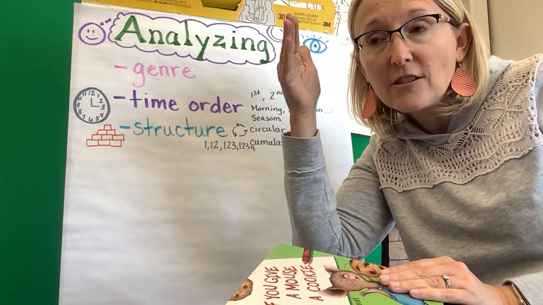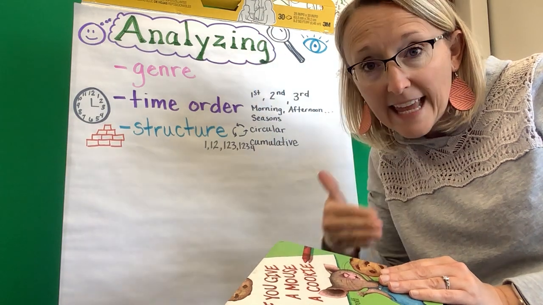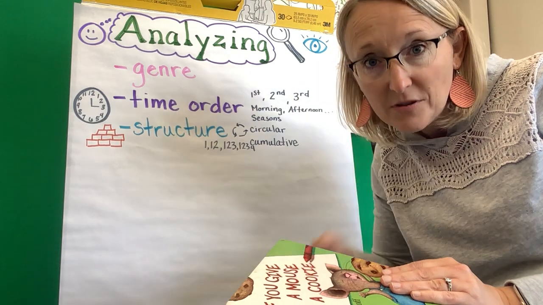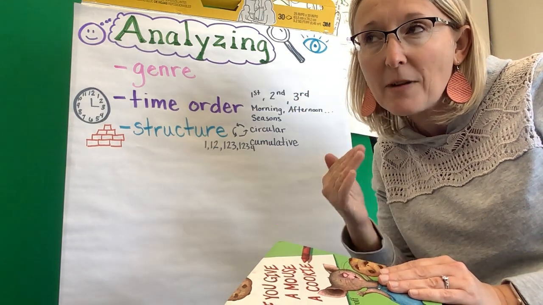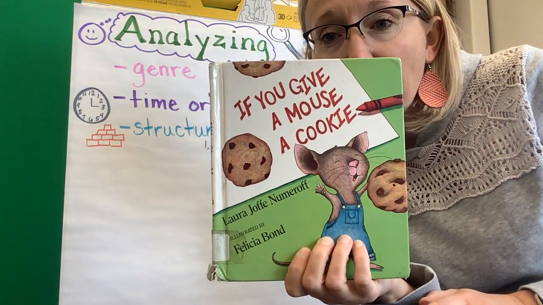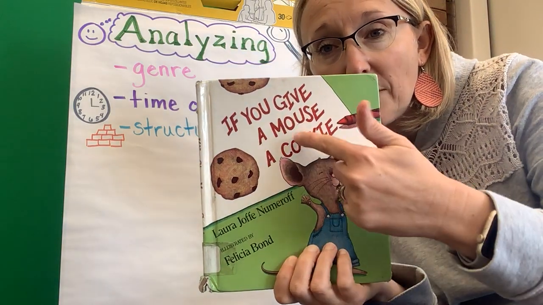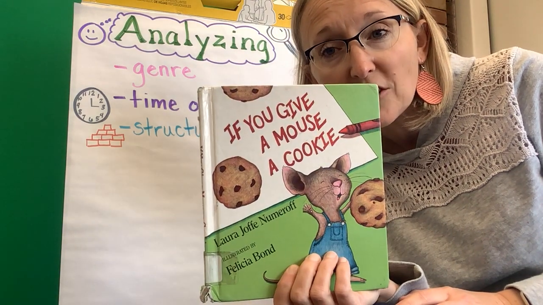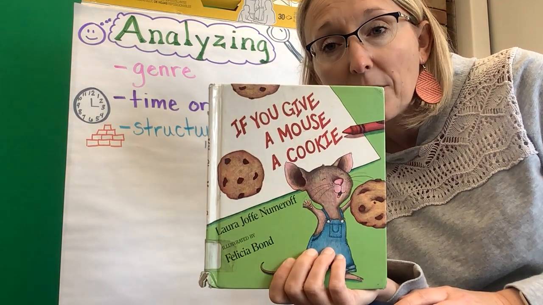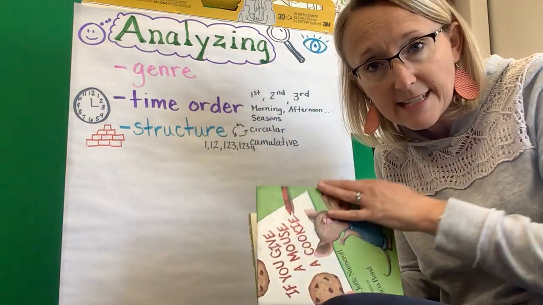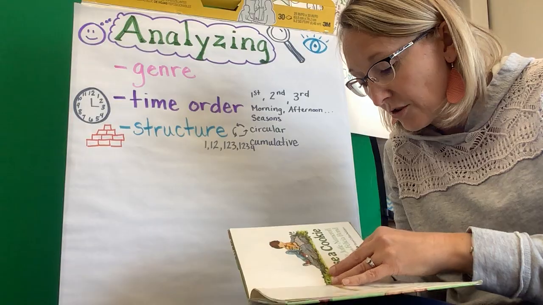That means that it'll start here and it will end back up exactly where it left off in the beginning. It goes in a circle, and you might even think already in your head about books that do this. Any book by Laura Numeroff that talks about if you give a something, it is probably a circular story. So I'll be reading this to you really quick. It's called If You Give a Mouse a Cookie, and notice how it goes in a circle.